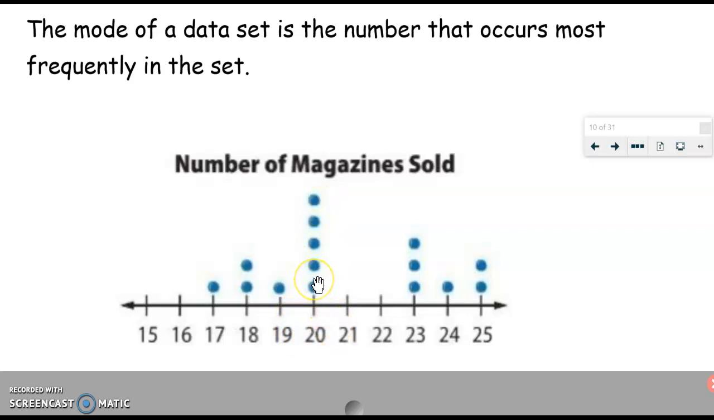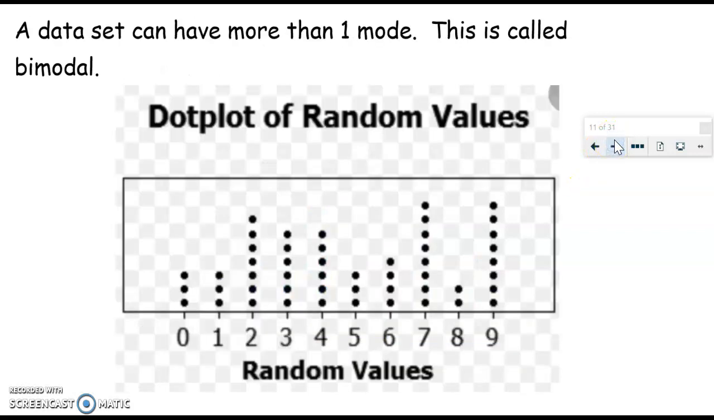Can there be more than one mode? Absolutely. A data set can have more than one mode. This is called bimodal. Okay, if you look here, you see 2 stacks that have exactly the same amount. 1, 2, 3, 4, 5, 6, 7, 8. So there's 8 here with 7 and 8 with 9. So our modes would be 7 and 9. Just like there could be more than one mode, there could be no modes.